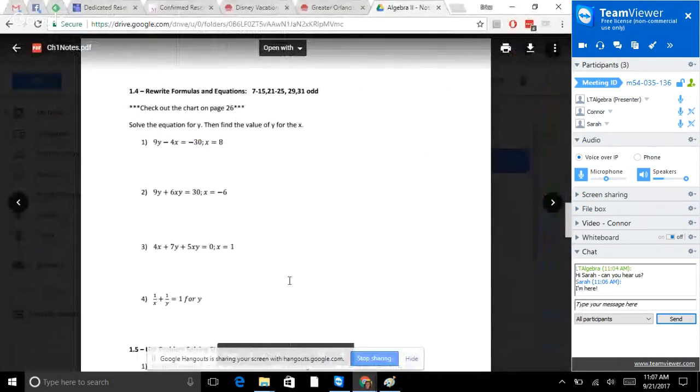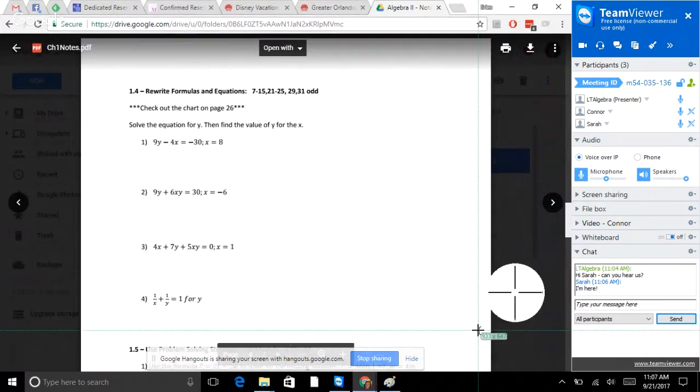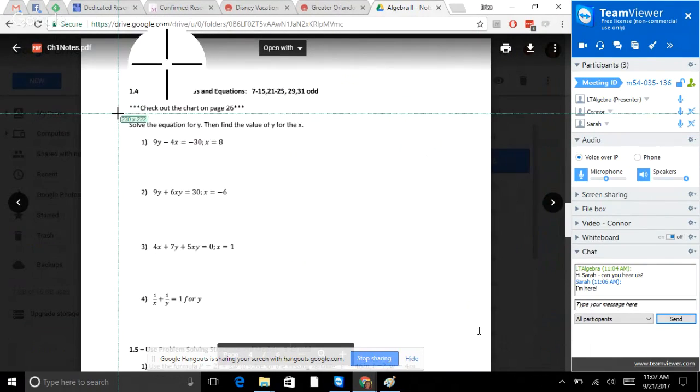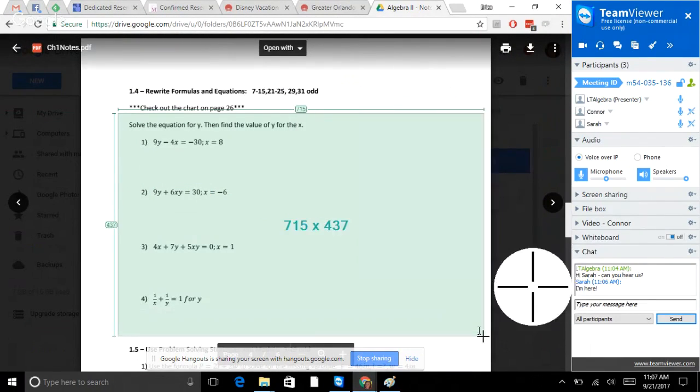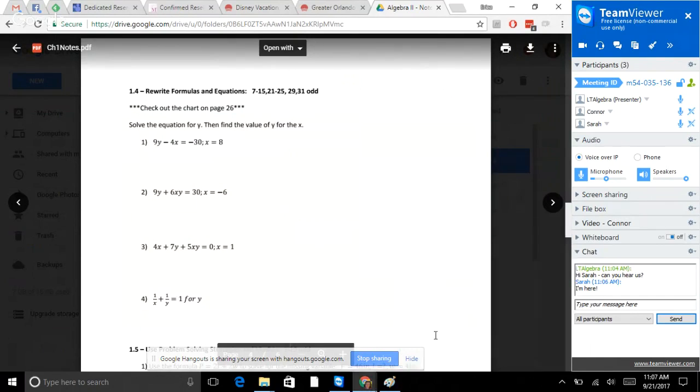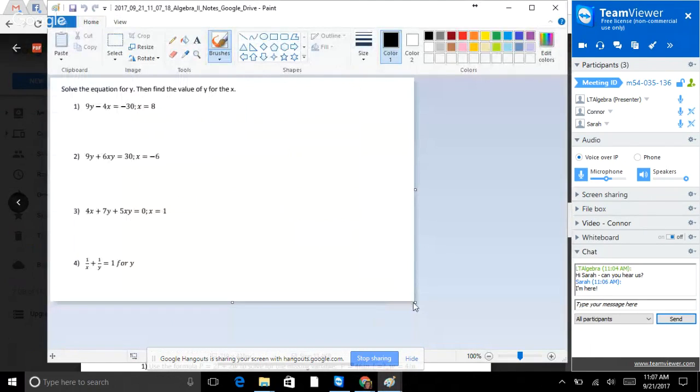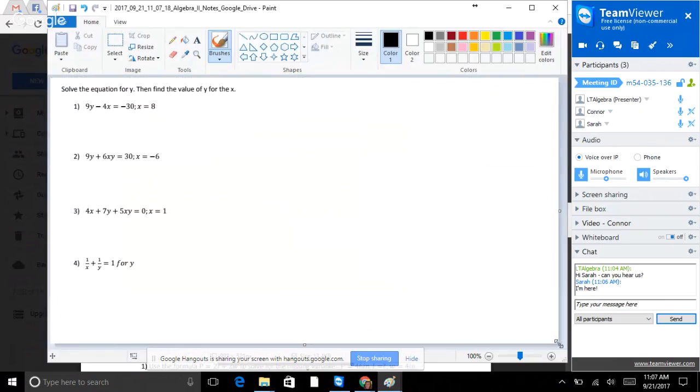Okay, all right, good. So we are on 1-4, and we're talking about solving equations. So this is kind of like a puzzle. The skill of solving equations for a certain variable is an important skill. It's slightly less important now that we have some other graphing tools that we can use, but it's still kind of important to know how to solve for y, for the value of x.